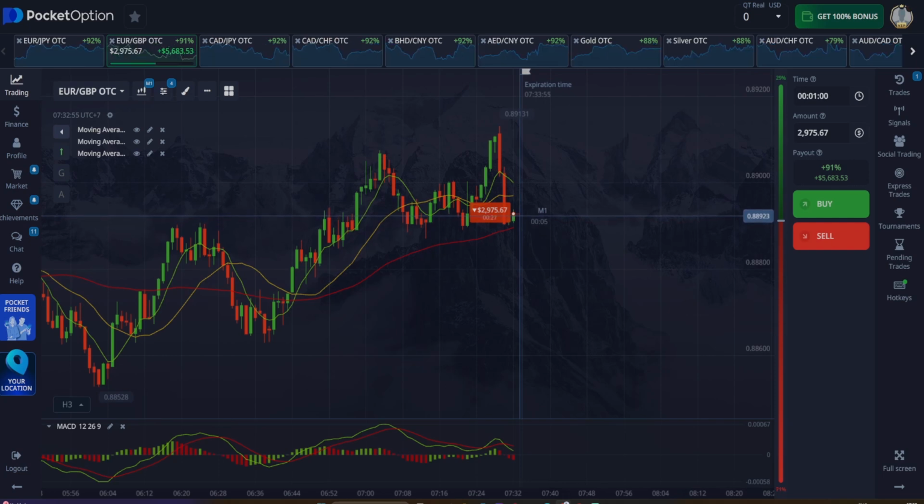With this setup, the sell entry is valid and has strong profit potential. Let's see how the price reacts. Okay, profit. Now we can open the market again and search for the next opportunity.